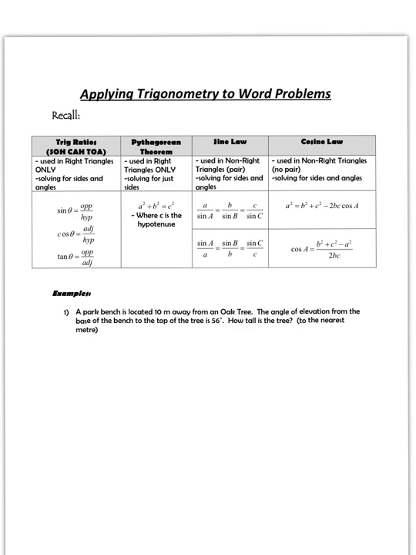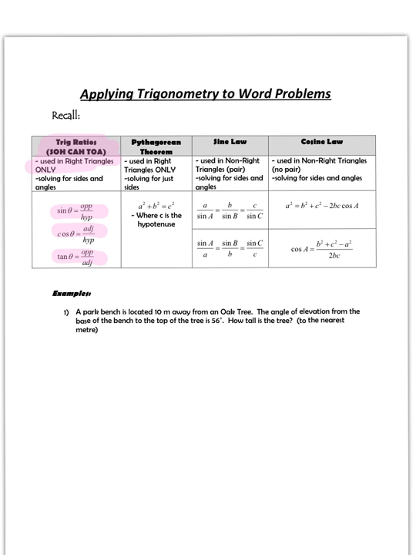Okay, so we're going to do some word problems with sine law and cosine law, and also trig ratios. So it's a good idea to know how to tell what you need to use and when. So remember, trig ratios are sine, cosine, and tan. They're for right triangles only, so that's something you cannot forget.